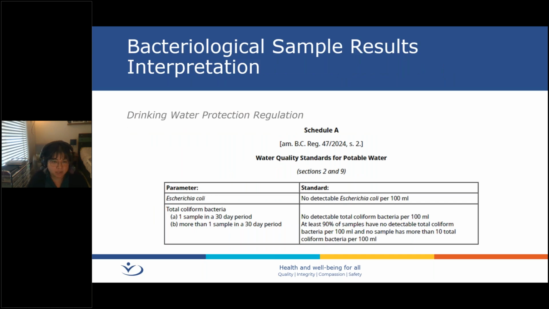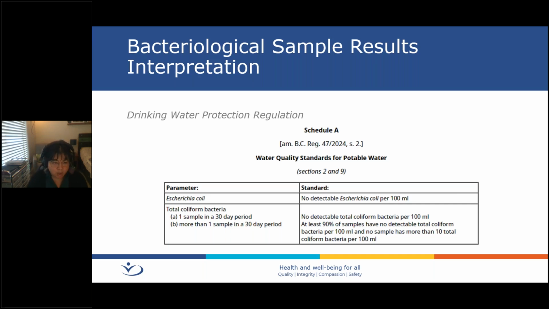So at a minimum, drinking water needs to be treated to meet the Schedule A of the Drinking Water Protection Regulation, which specifies the bacteriological water quality standards for potable water. So under Schedule A, it states that E. coli, there should be no detectable E. coli per 100 ml of water tested.